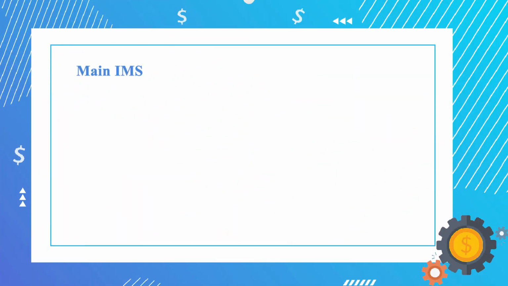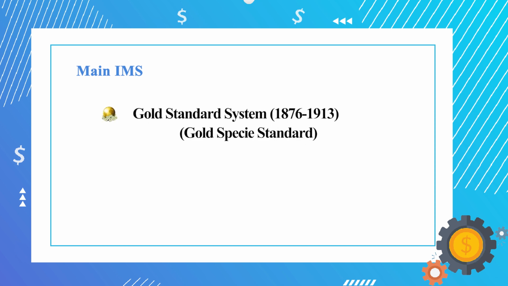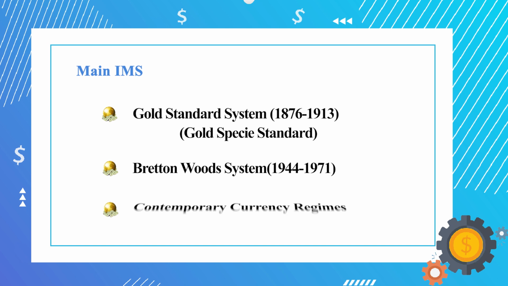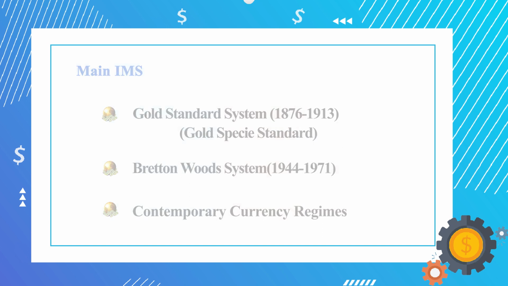From the history of international monetary system, we already know there are three kinds of international monetary system. The first is the gold standard system, which was conducted from 1876 to 1913. The second is the Bretton Woods system, implemented from 1944 to 1971. The contemporary currency regime is called the Jamaica system, which is in reality a system that has no system.